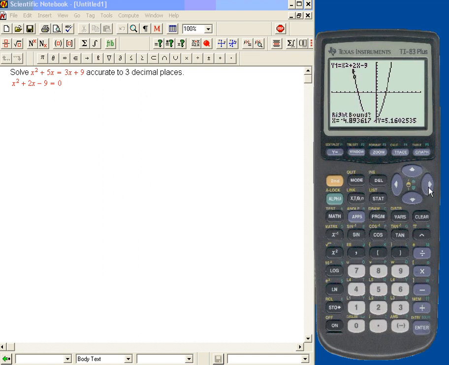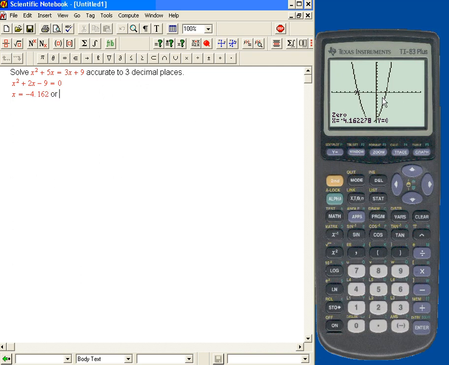It then asks for a right bound. So you move somewhere to the right of that 0 and hit enter. Finally, it asks for a guess. You get close and hit enter. And there's our first answer. X equals negative 4.162.